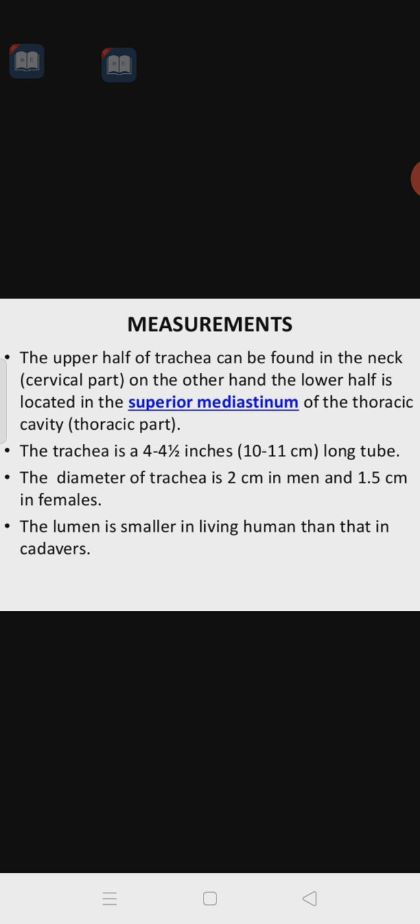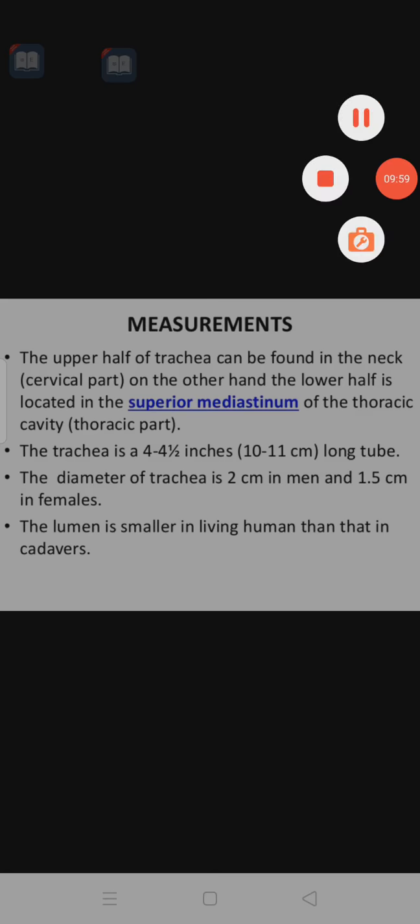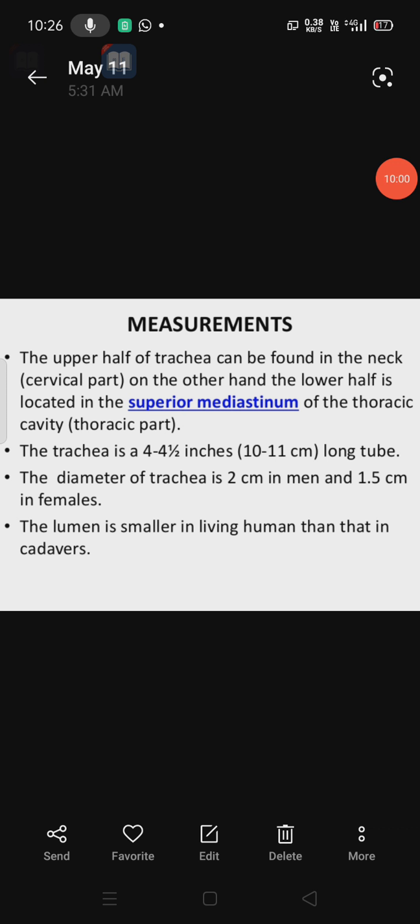The trachea is up to 4.5 inches, that is 10 to 11 centimeters. The diameter of the trachea is 2 centimeters in men and 1.5 centimeters in females. Okay. The lumen, the cavity present in the trachea, is smaller in a living human than that in cadavers.